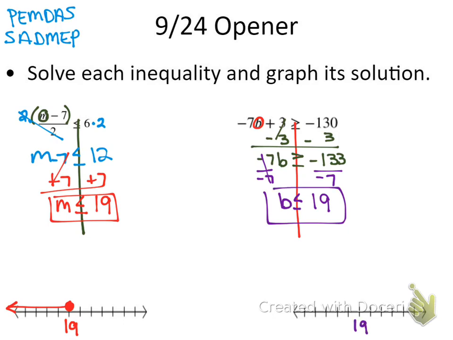So 19, open or closed? Closed, to the left again. And we're done. Good job.